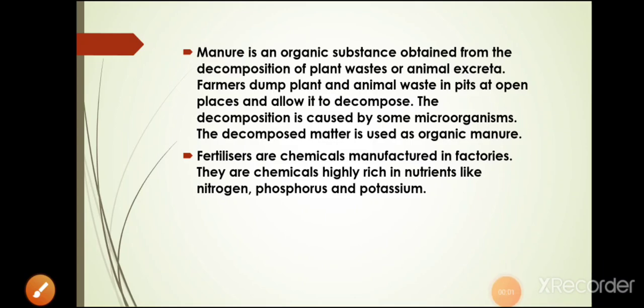There is another method of replenishing the soil with nutrients, and the name of the method is crop rotation. In crop rotation, different crops are grown alternately. In earlier times, the farmers of northern India grew legumes as fodder in one season and wheat in another season. This method helped in replenishment of the soil with nitrogen.